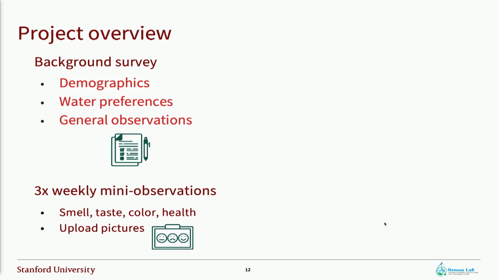And then if they're compelled to, they could also upload pictures, and those were the pictures you saw in the beginning. So those are actual pictures from community members 1.8 miles away from where we are today.